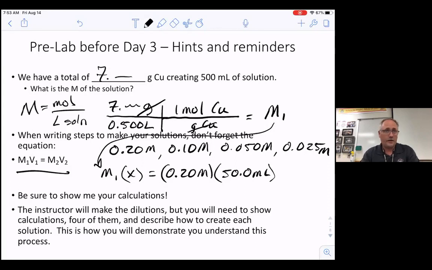That's okay. You're going to use a graduated cylinder. You're going to use a beaker. You tell me how you're going to put them together. But you need to show us that in the pre-lab for part 3, or day 3, anyway.